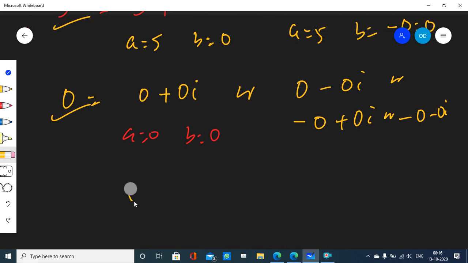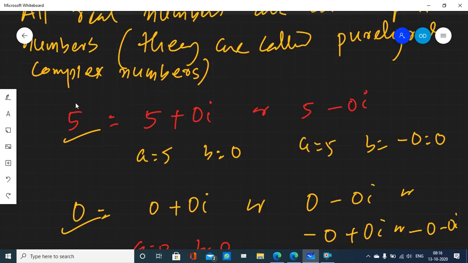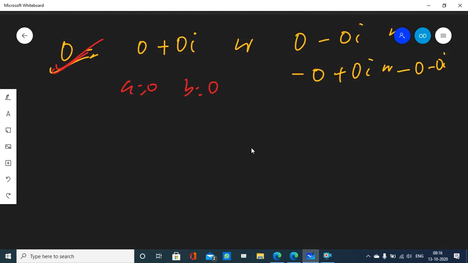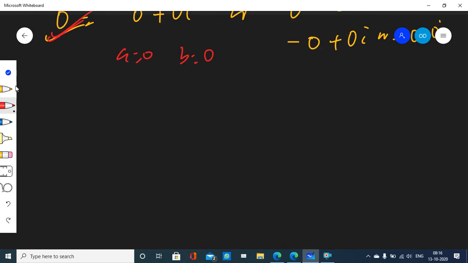And also we call them purely real complex numbers. Remember, real numbers are also complex numbers, and we call them what? We call them purely real complex numbers. Real numbers are called purely real complex numbers. Let me tell you once again, real numbers are called purely real complex numbers. Clear? Okay. Yes, sir.